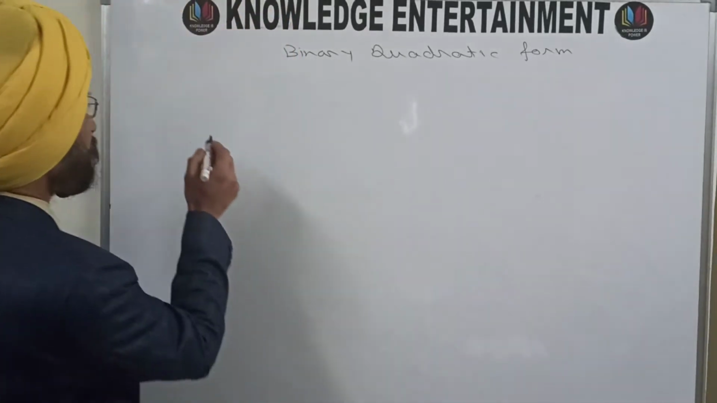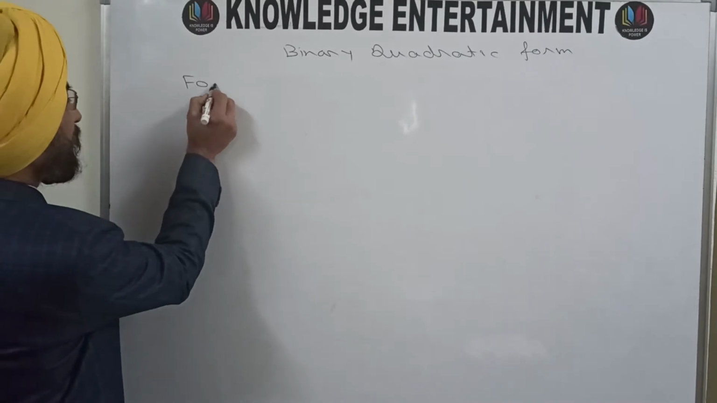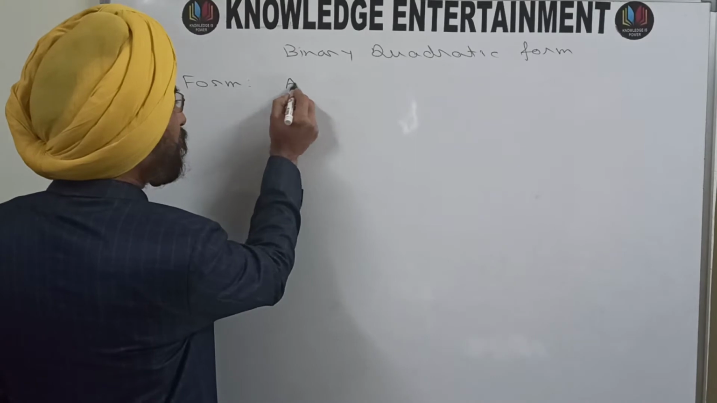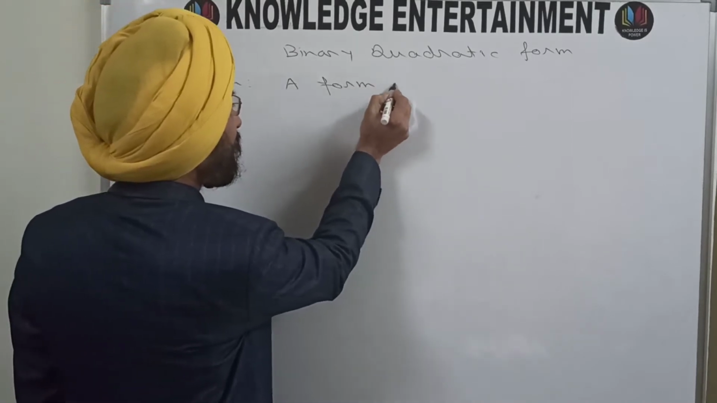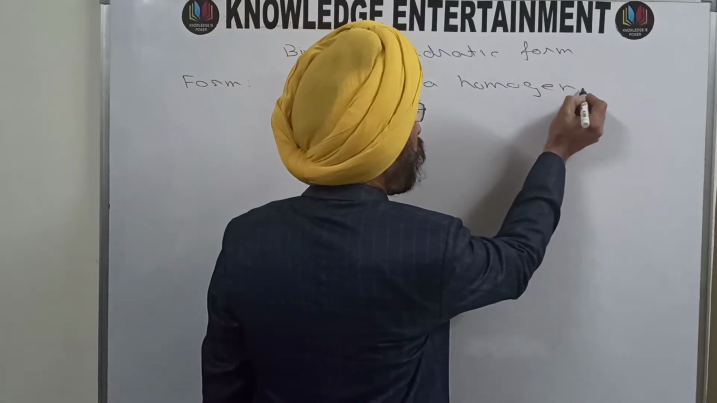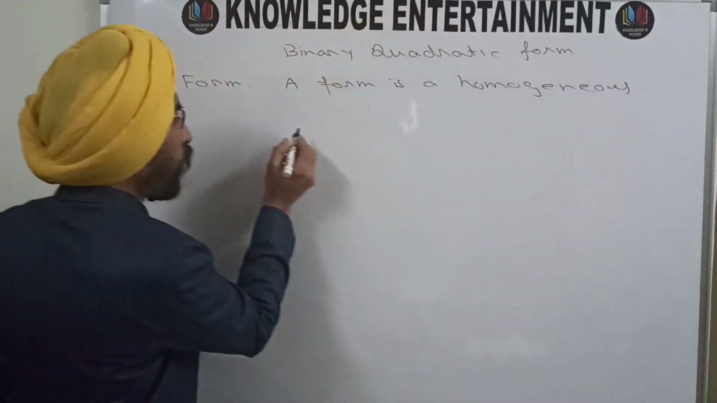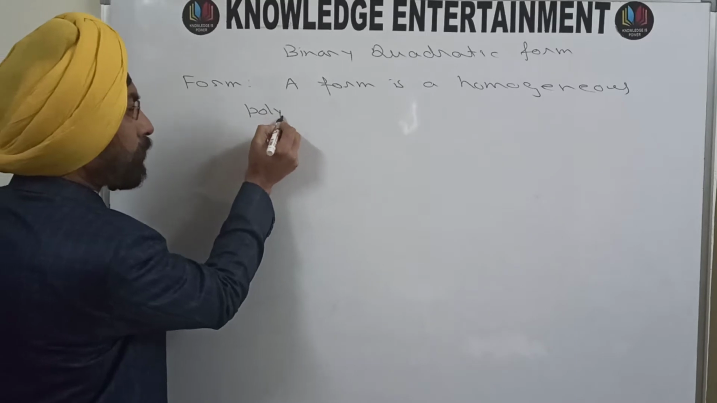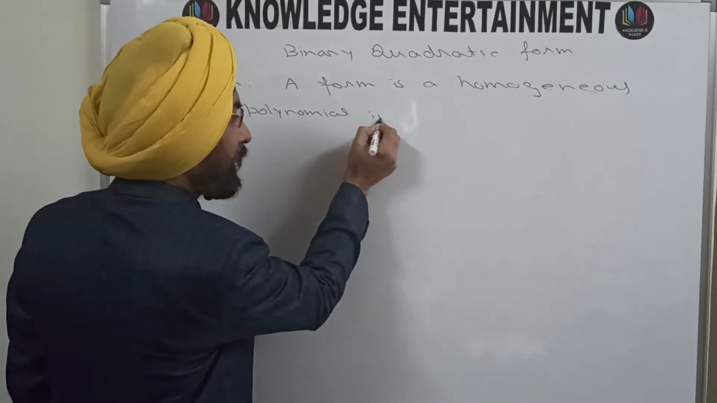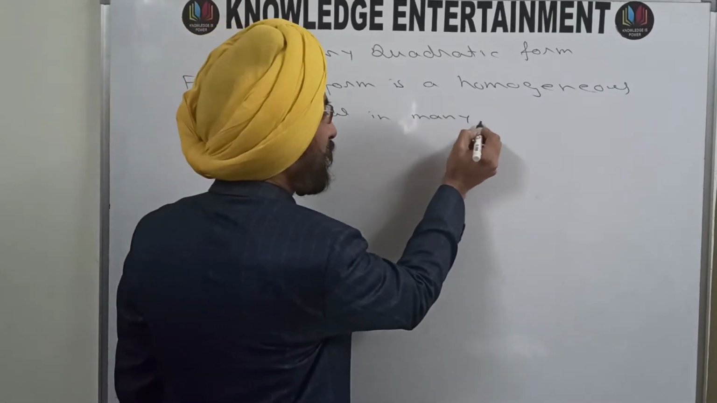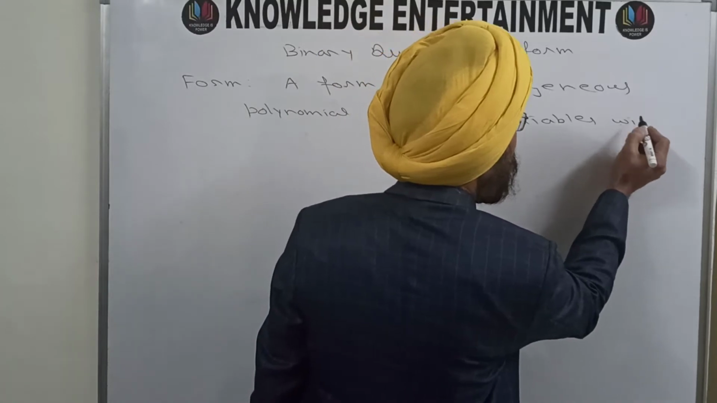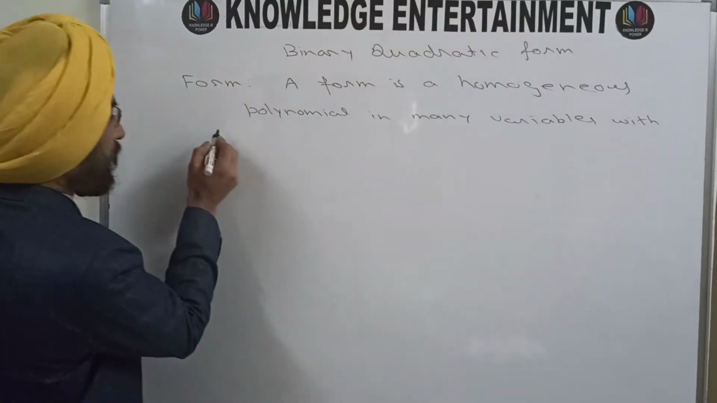So first of all, let us see what is a form. A form is a homogeneous polynomial in many variables with same degree.